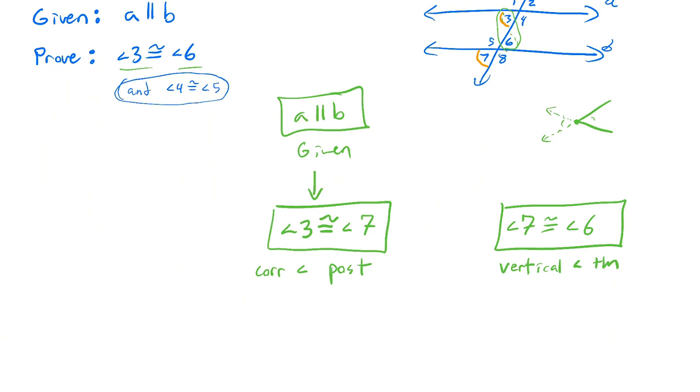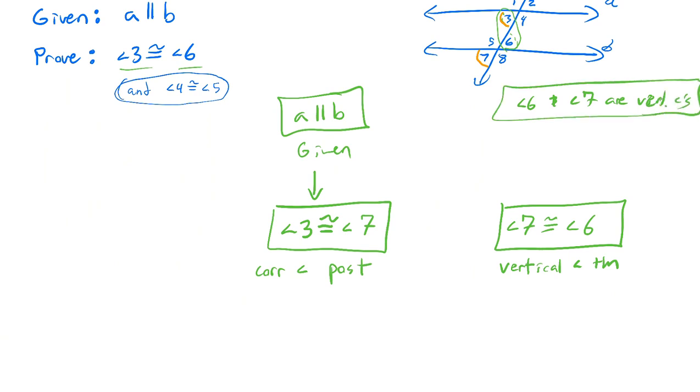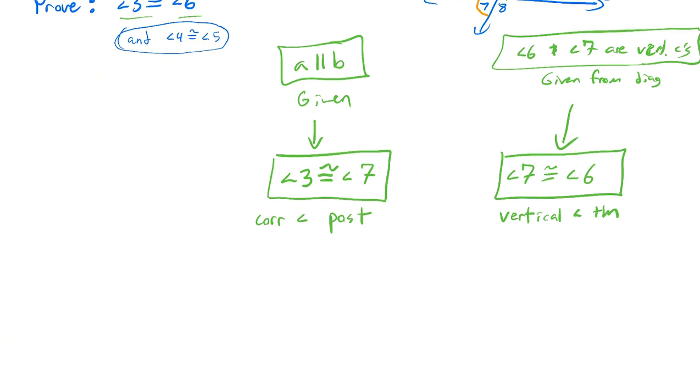If you wanted to be super, like, not leaving anything out, you could always up here say angle 6 and angle 7 are vertical angles. And you could say that was given from diagram. You don't need to do this, but if you wanted to be really clear, you could establish that they're vertical angles, then say that means they're congruent.